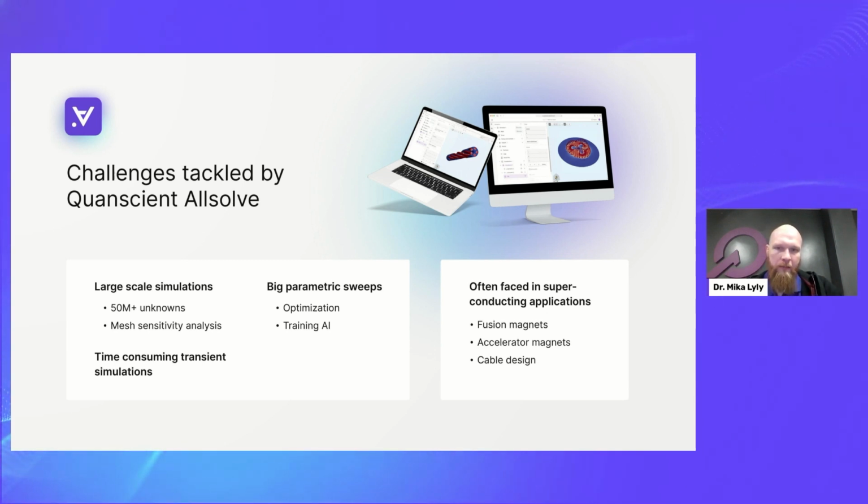For accelerator magnets, they are as well very big magnets with the ends, so that you cannot exploit the symmetries necessarily all the way, and depending on the details, you can easily end up having really large problems. And also for cable design. And then again, if you want to try optimizing properly, this is a big challenge, and Quanscient Allsolve is for tackling this.